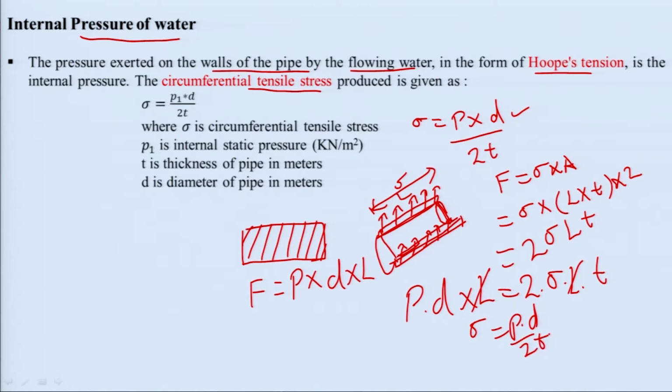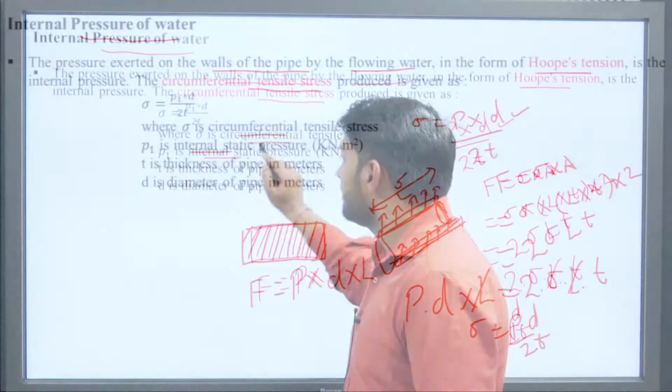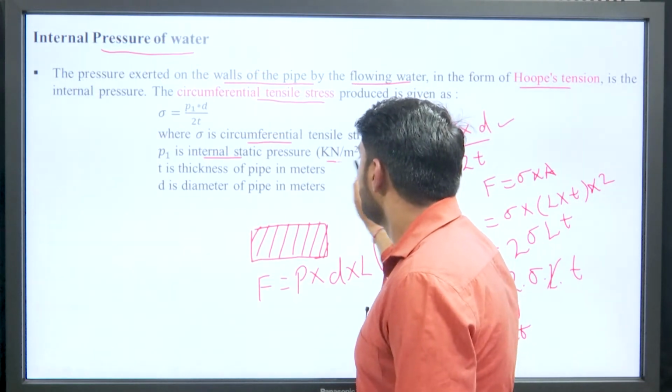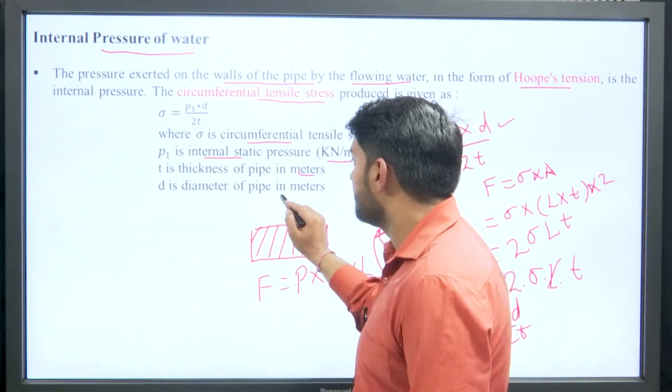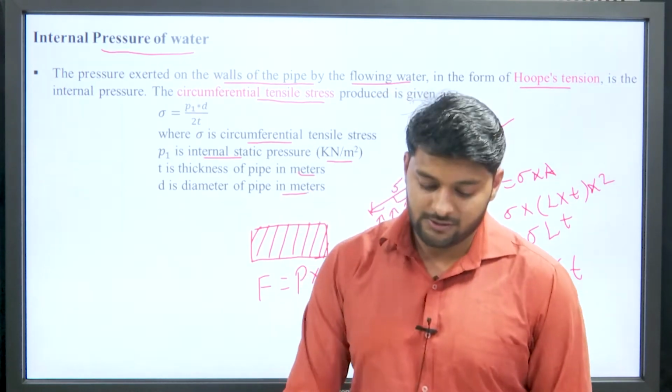And how can we get the value of sigma? Here sigma is the circumferential tensile stress, P is the internal static pressure, its unit is kilonewton per meter square, T is the thickness of pipe in meters and D is the diameter of pipe in meters.